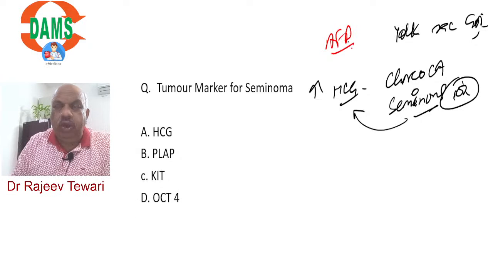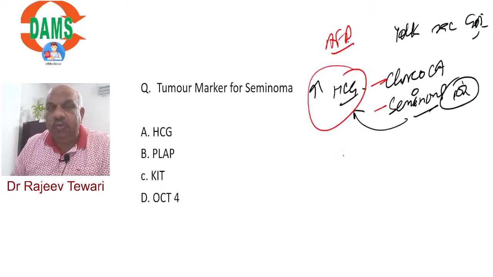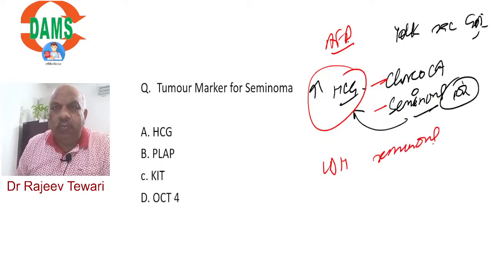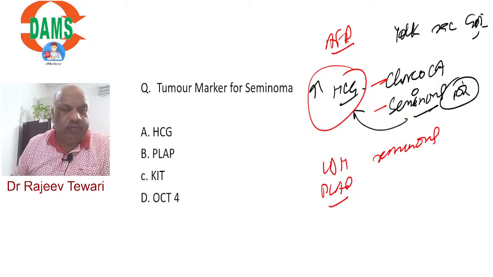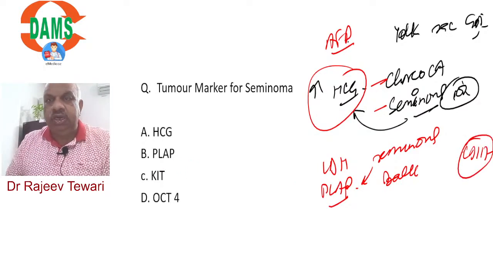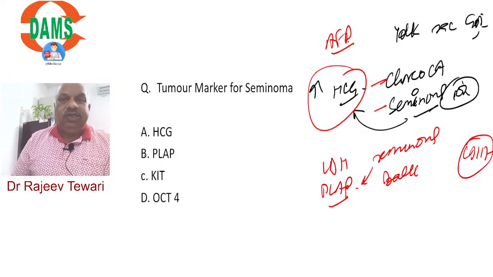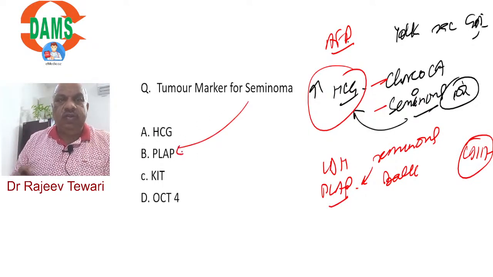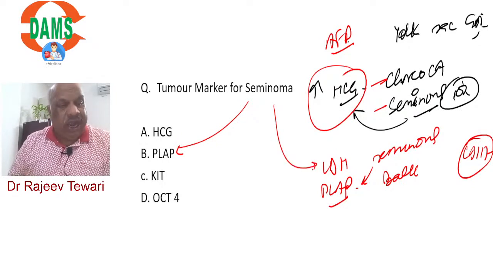So AFP for yolk sac, embryonal cell and teratoma. Beta HCG for choriocarcinoma mainly, rarely seminoma. LDH is the marker for seminoma, plus placental alkaline phosphatase, which is a bulk marker. This is also for seminoma. Even CD117 can be high, but that's not considered a good marker. We don't use that. Placental alkaline phosphatase is the answer for main tumor marker. Second will be LDH. That's not an option. Had it been an option, that would have been a better answer. But here the answer is PLAP.